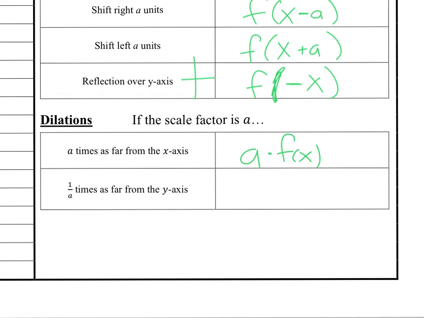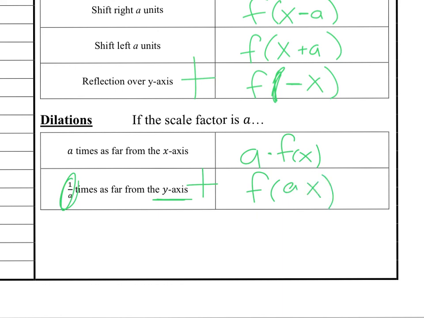When we are doing something from the y-axis, so 1 over a times as far from the y-axis, again, that's a left-right movement, so now we're talking about HOX. It's got to be inside, and inside is always, every single time, going to be opposite. So if I want 1 over a times as far, I have to find the reciprocal. So it's a times the x.